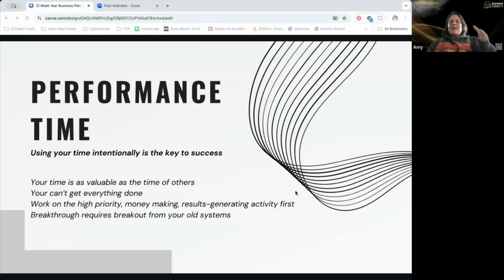Okay, so it's okay to admit that you can't get it all done. But it also means that we need to shift how we do things so that we prioritize the strategic but less urgent work required to create our business breakthrough, thus allowing us to fulfill our vision. We need to embrace the idea that we should prioritize high priority, money-making, results-generating activities first.